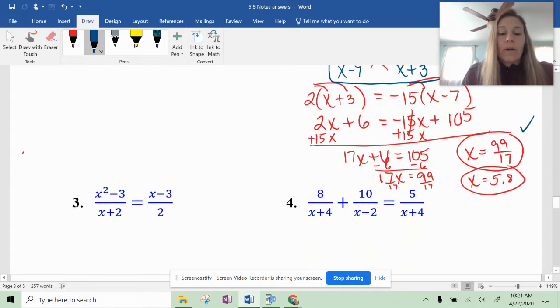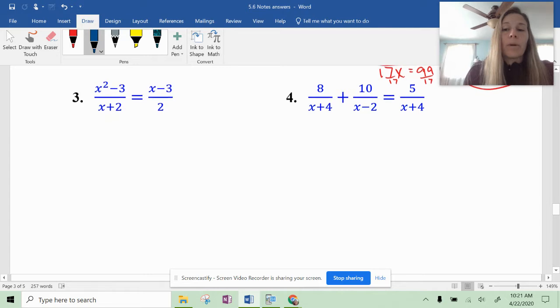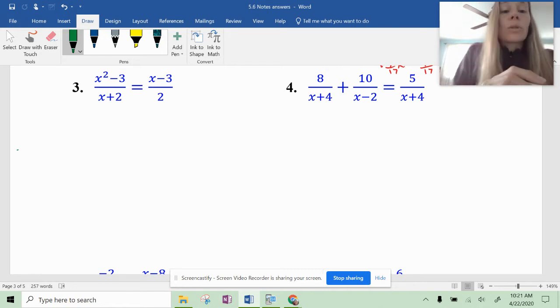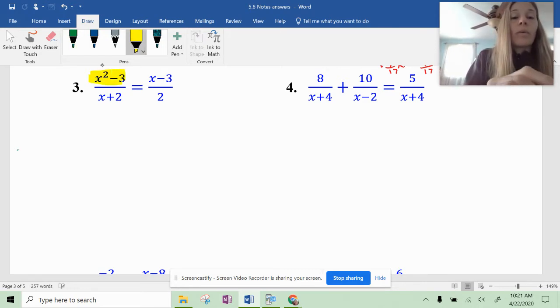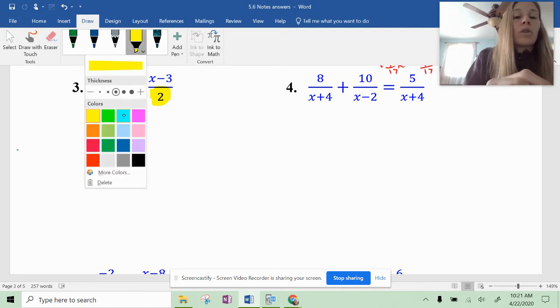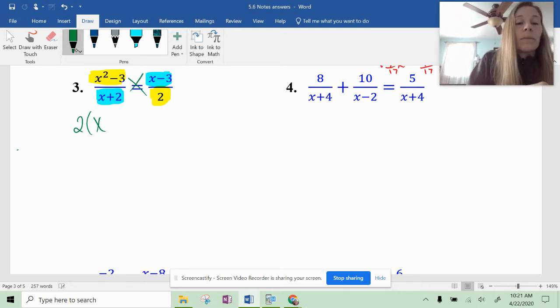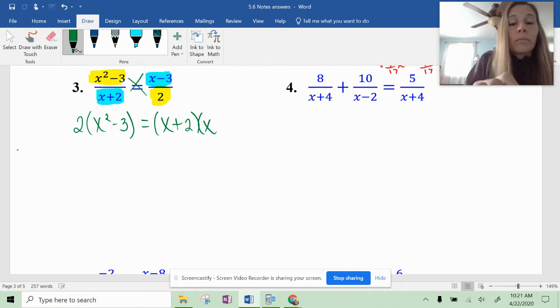Okay, so let's move down to number 3. Now, number 3 is a little bit more of a straightforward cross multiplication problem because we just have one rational expression on either side. So we're just going to go right away with the cross multiplying. We don't have to worry about moving anything over. So we're just cross multiplying the two opposite sides. So on one side, we have 2 times x squared minus 3. And then on the other side of the equal sign, we're going to multiply the x plus 2 and the x minus 3.